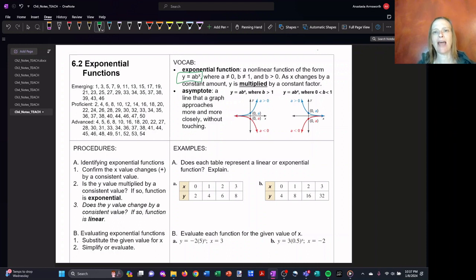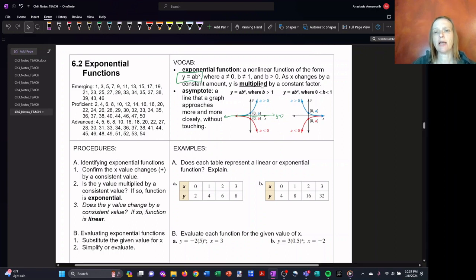We'll also talk about asymptotes, which is when a graph approaches a line but never actually touches that line. So it's a line that the graph approaches more and more closely without ever touching it. So here, the invisible line that my blue graph is approaching but never touches is the x-axis, when y equals 0. And so we'll look at how to look at an exponential function and determine where the asymptote is.